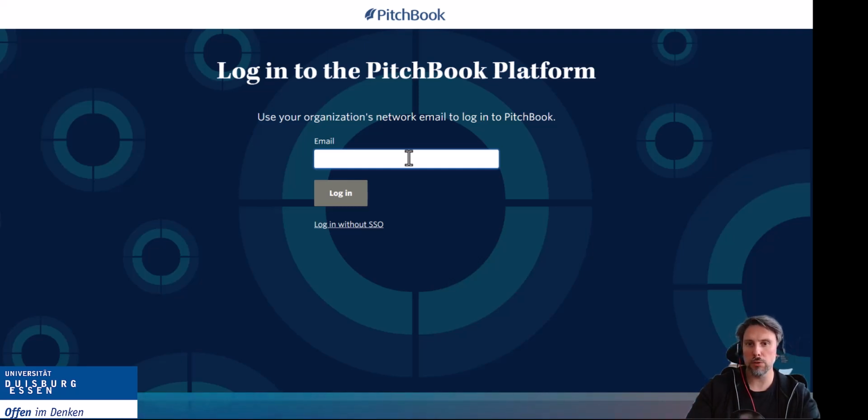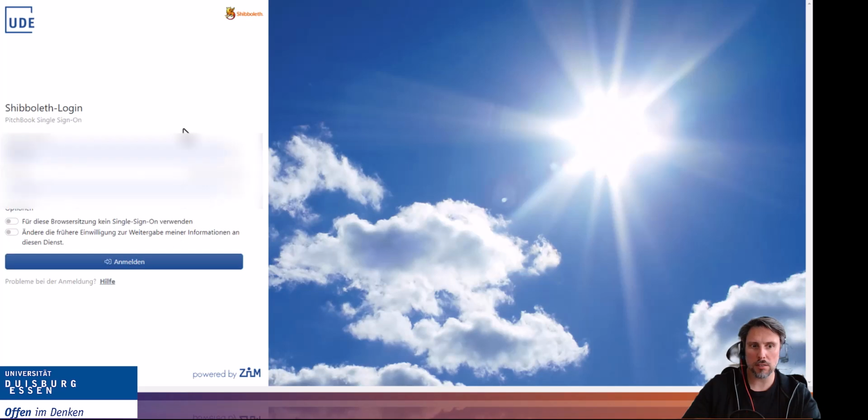Today we're going to talk about Pitchbook and how you can use it as a member of the University of Duisburg-Essen. First things first, you go to pitchbook.com and then to the login page. You then choose to log in with SSO. Here you type in your University of Duisburg-Essen account and click login. It should bring you directly to the University of Duisburg-Essen account.